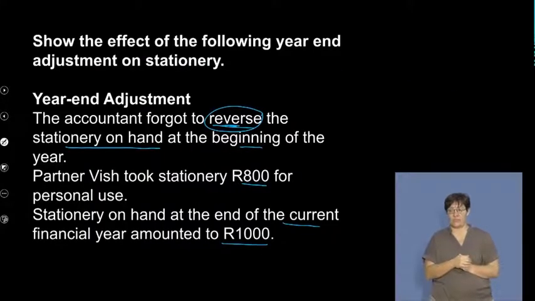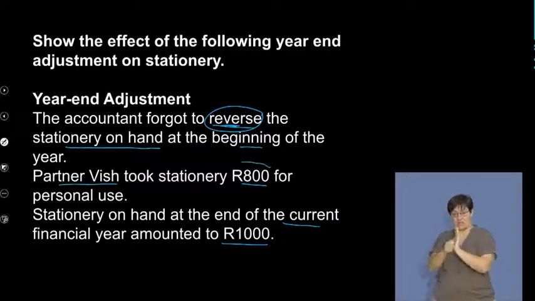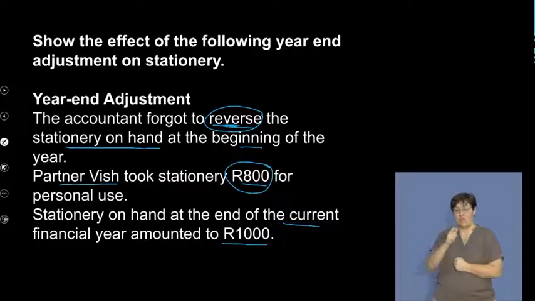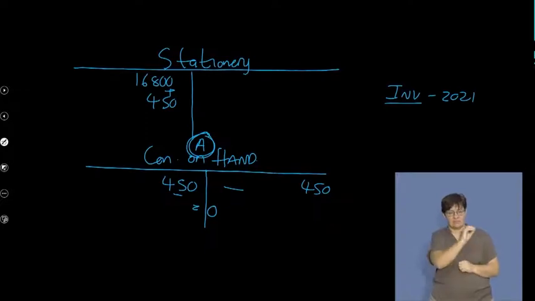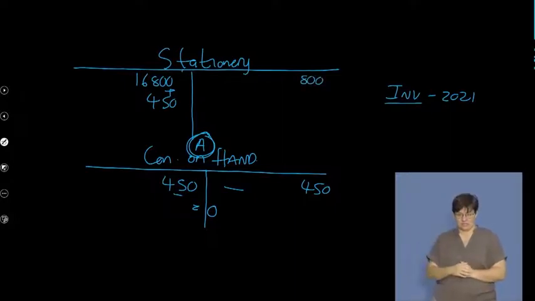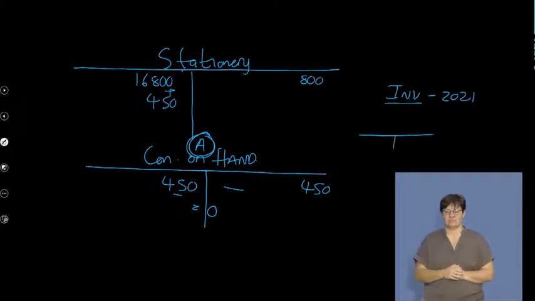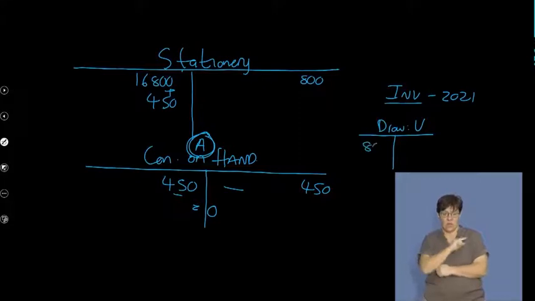Let's now look at the next part. Partner Vish took stationery for 800 Rand for personal use, obviously for his own use. So because this is not a business expense, once again, we're going to have to make a relevant entry in our ledger account. So remember, stationery will be credited by 800 Rand, right? And the other account affected is obviously drawings for Partner Vish, where his drawings will increase by 800 Rand.